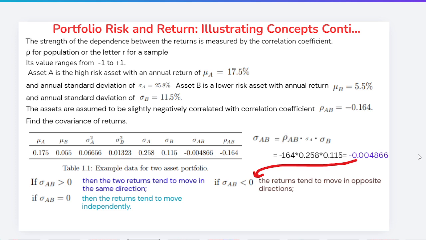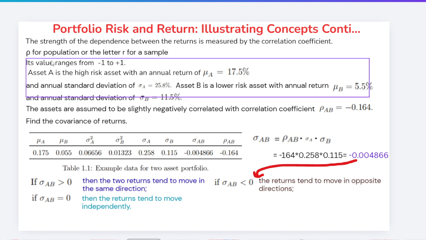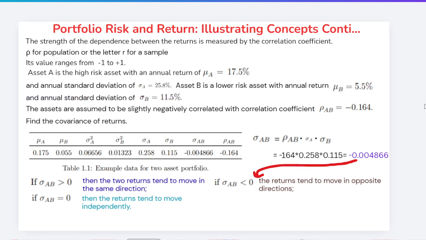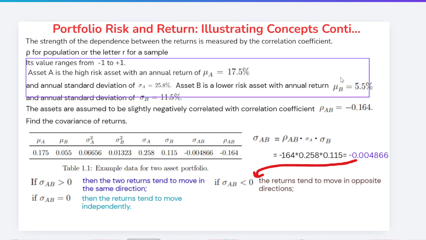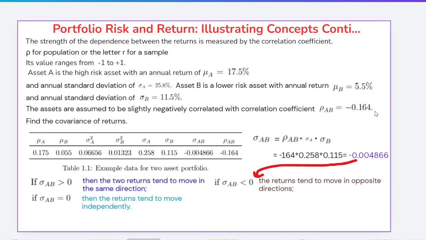Okay, and for populations this is the notation, and for a sample we can use R, whose value lies between -1 and +1. And here asset A is the high risk asset, and its annual return mu A is given as 17.5%, while the annual standard deviation sigma A is 25.8%. Asset B is the low risk one, with mu B of 5.5 percent and a standard deviation of 11.5 percent. The assets are assumed to be slightly negatively correlated, with the correlation coefficient given as minus 0.164.